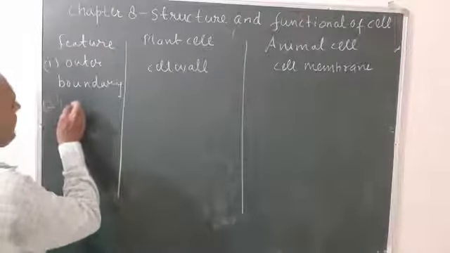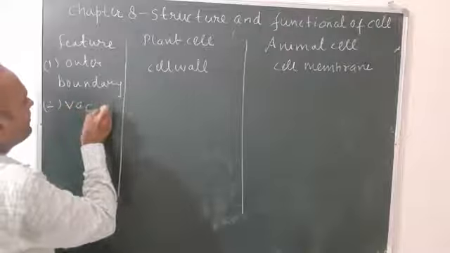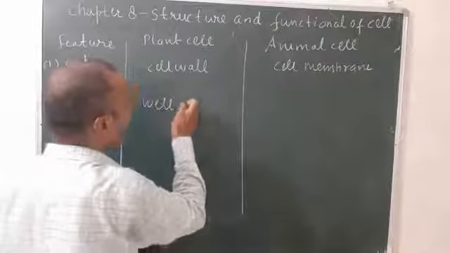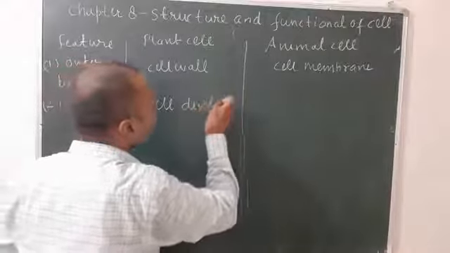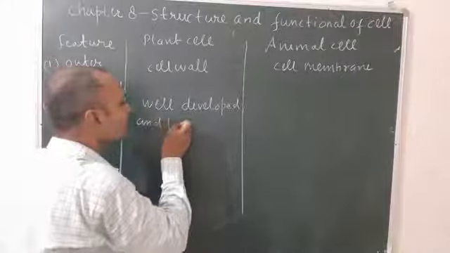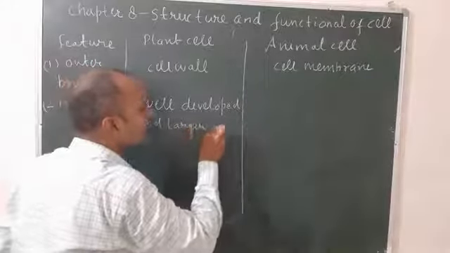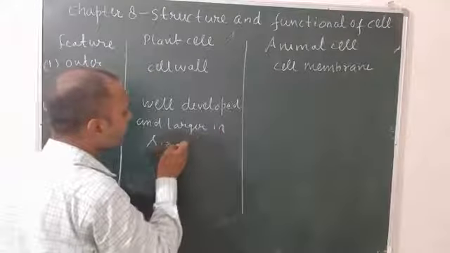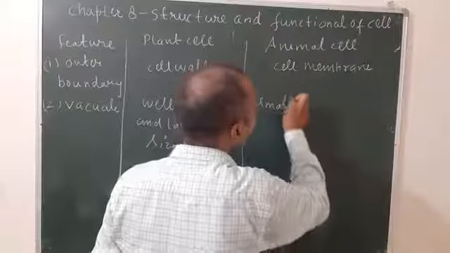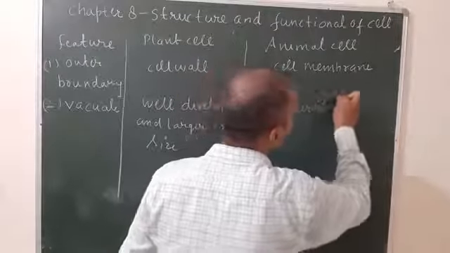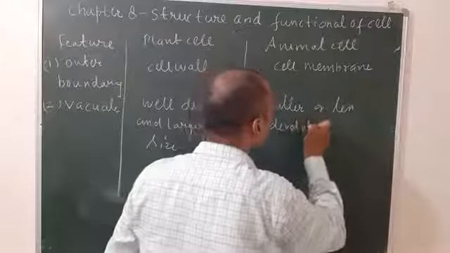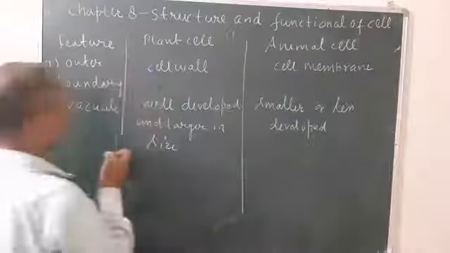Vacuole. Vacuole in plant cell is well developed and larger in size. And here it is smaller. In animal cell, the vacuole is smaller or less developed. Come to the third difference.